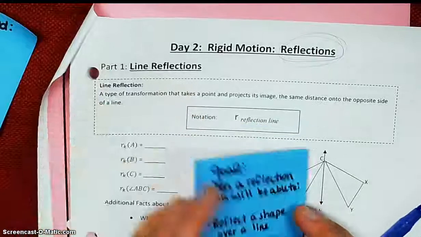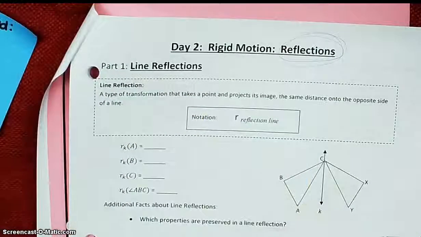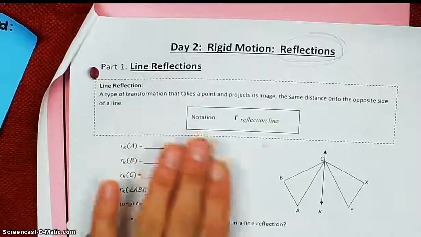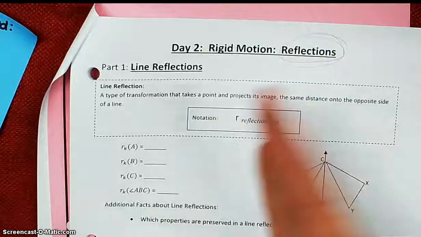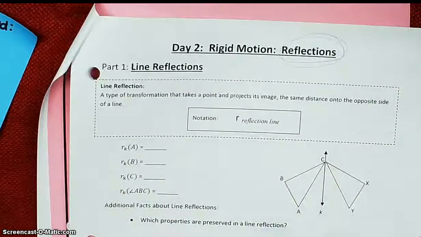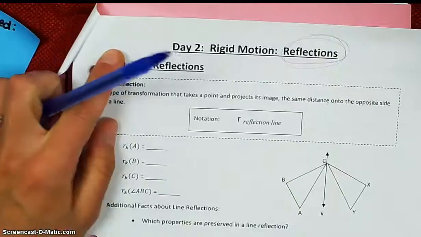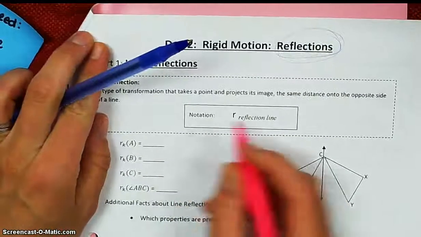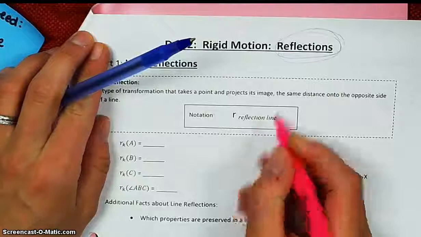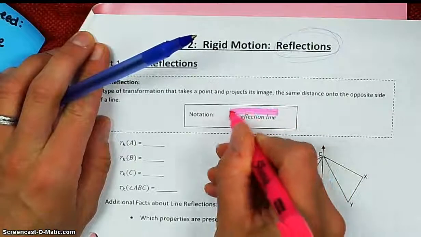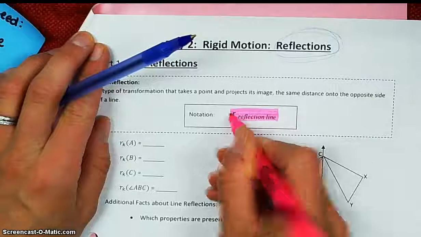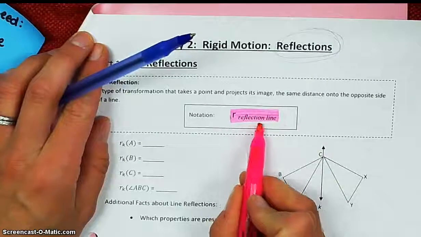Now, I know you did reflections back in middle school. And a reflection is when you take a point and you project its image onto the opposite side of a line, making sure that you keep the distance the same. What's going to be new this year is that we are going to add in a new notation. So whenever we're talking about a reflection, we're going to use an uppercase R, and then in subscript, written very small right underneath it, it's going to have the name of your line of reflection.